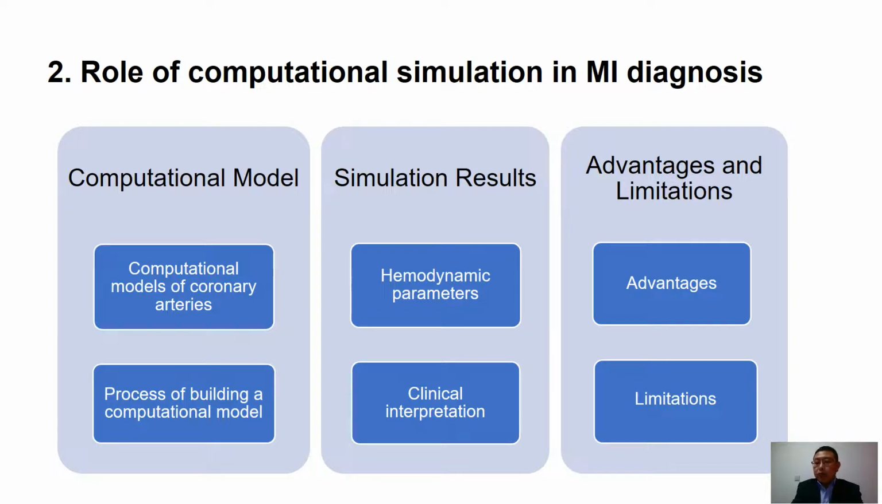Firstly, I will introduce the different types of computational models of coronary arteries and the process of building a computational model. Secondly, I will explain the hemodynamic parameters which are derived from the simulation results. And also, we try to provide some clinical interpretation of these parameters. Finally, I will summarize the advantages and the limitations of the current studies.